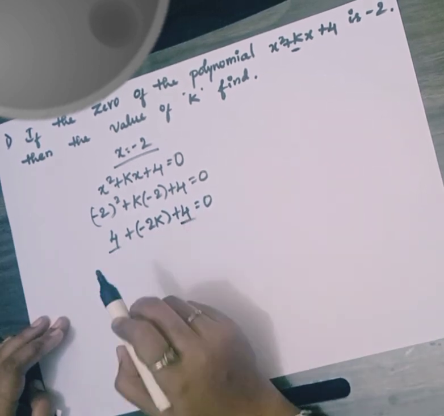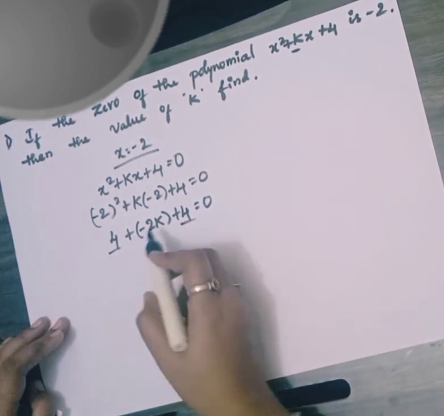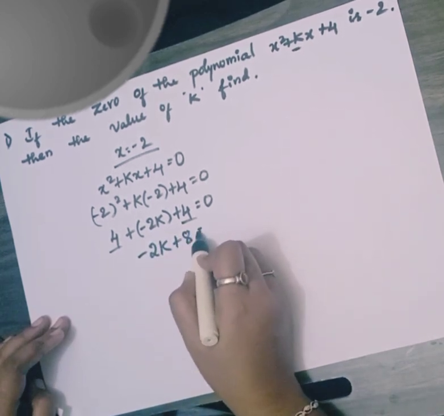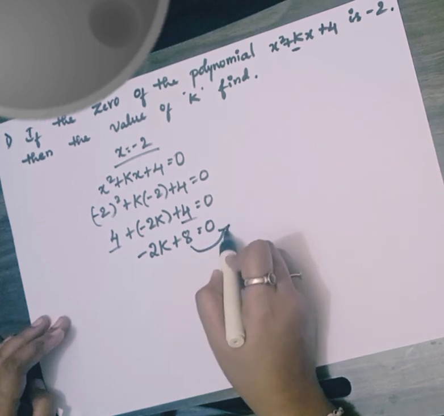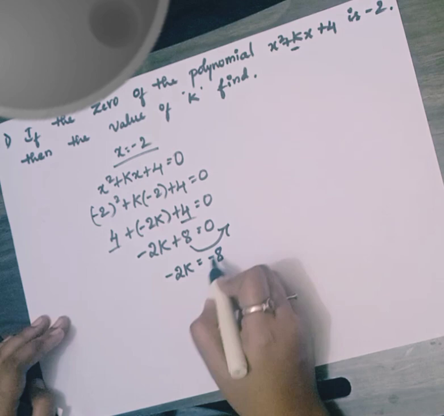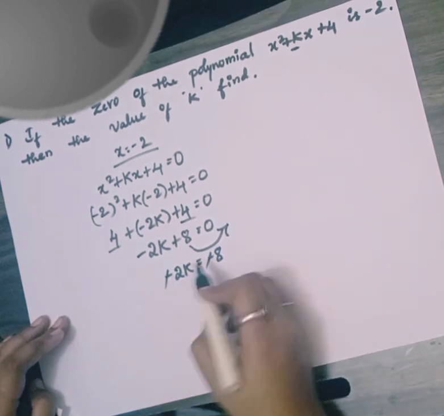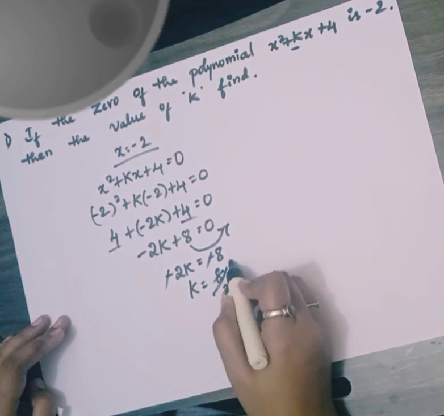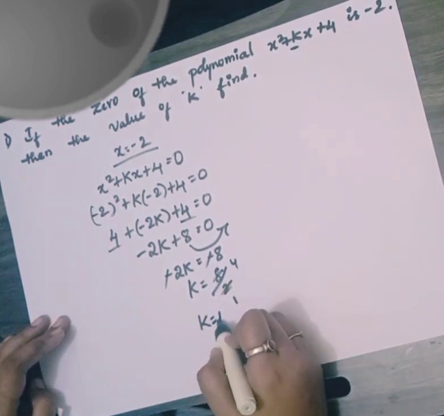Now we can see we have 2 constant terms, 4 and 4. I'll add both. I'll get minus 2k plus 8 is equal to 0. Now I'll take 8 to that side. So I'll get minus 2k is equal to minus 8. Minus minus cancels. You'll get k is equal to 8 by 2. 2 4s are 8, so you'll get k is equal to 4.